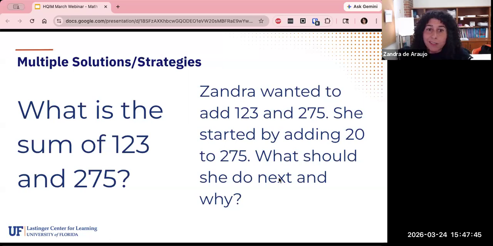Another example: Xandra wanted to add 123 and 275. She started by adding 20. What should she do next and why? Again, same kind of mathematical goal, a different way of getting at it, but it does honor different solution strategies, especially if you foster them or encourage them amongst your students.